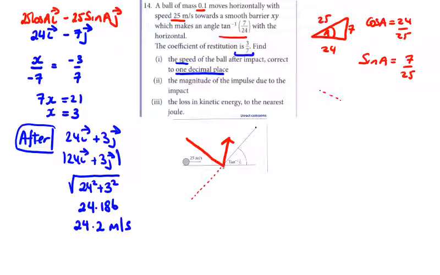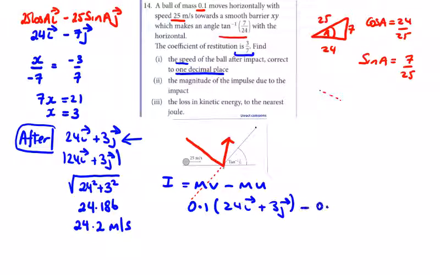The magnitude of the impulse due to the impact. Okay, well, let's have an impulse being mv minus mu. So the mass is 0.1, the velocity afterwards is 24i plus 3j, and then minus 0.1 times the velocity before, which is 24i minus 7j.